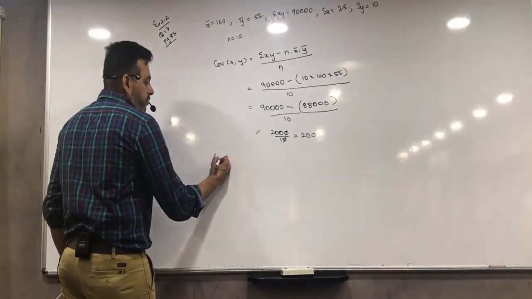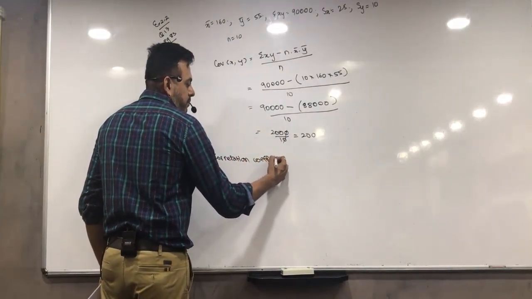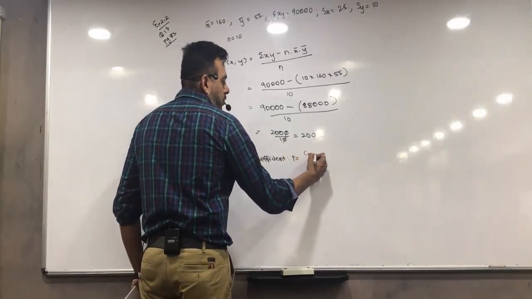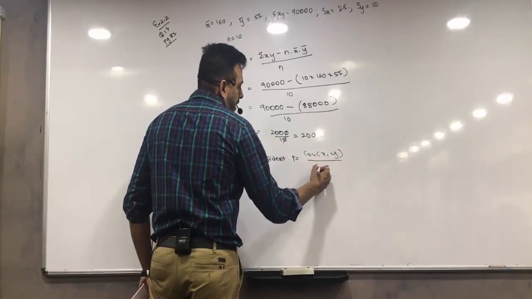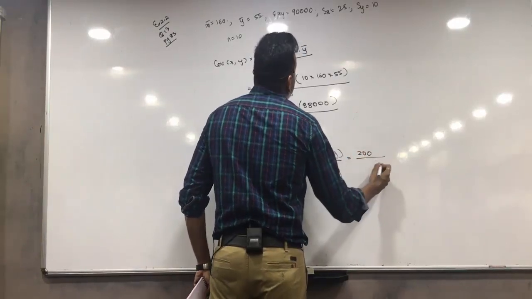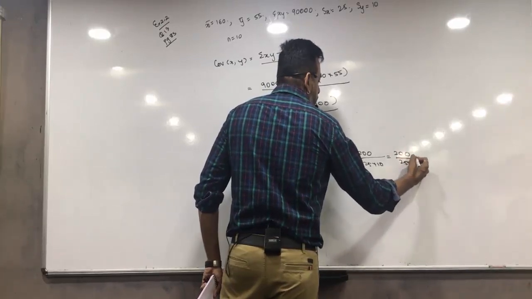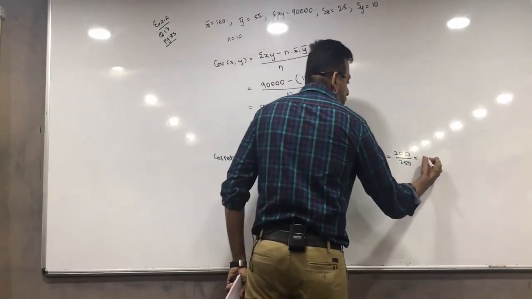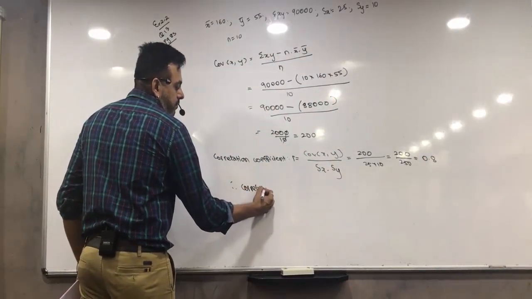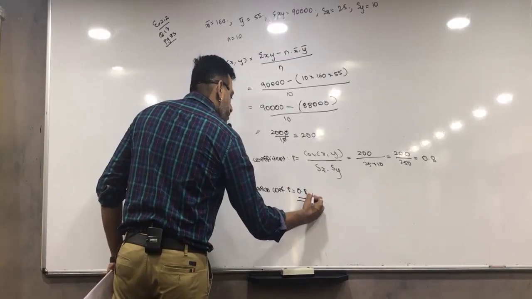So correlation coefficient R is equal to covariance x comma y upon standard deviation of x into standard deviation of y, is equal to 200 upon 25 into 10, 200 upon 250, 0.8. Therefore, correlation is equal to 0.8. Answer.